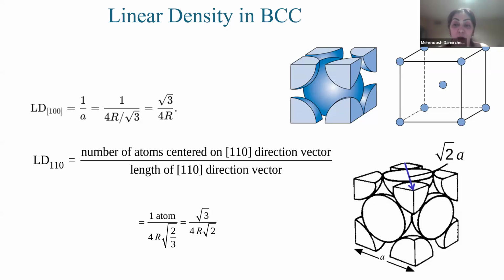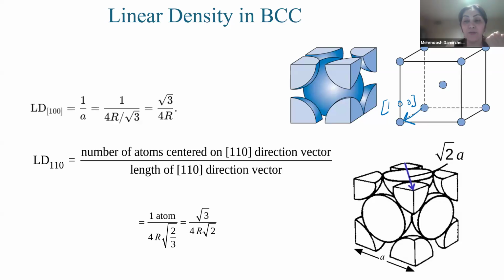Today, we want to derive the linear density in three key directions or families of directions of body-centered cubic crystals, such as 100, 011, and 111. We talk about all of them. I start with the directions of 100. I show by the blue color what 100 is. 100 means this direction. Okay, if you remember, it is BCC.